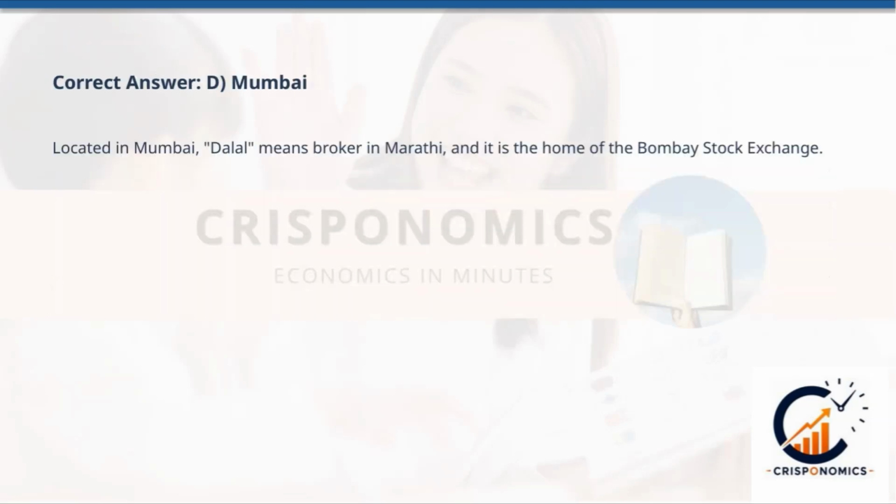Let's talk about Mumbai, a bustling city known as the financial heartbeat of India. The word Dalal means broker in Marathi, which fits perfectly since Mumbai is home to the Bombay Stock Exchange. It's where countless trades happen every day, shaping economies and futures. So when you hear Dalal, think of the brokers at the heart of Mumbai's vibrant market.